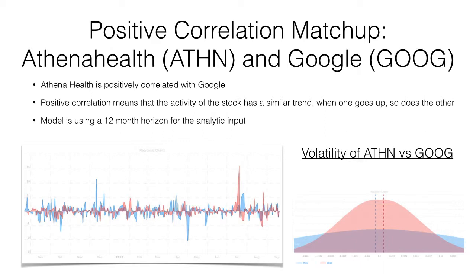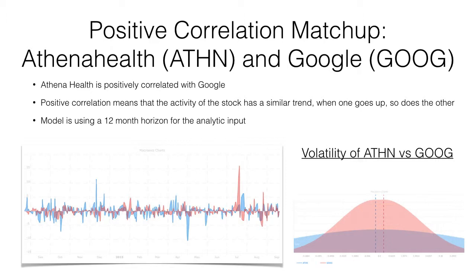I also did a chart that measured the volatility between Athena and Google because they're positively correlated, but as you can see, Athena has less of a curve on the volatility curve, where Google has a larger bell curve, so it's more volatile than Athena Healthcare at this time.